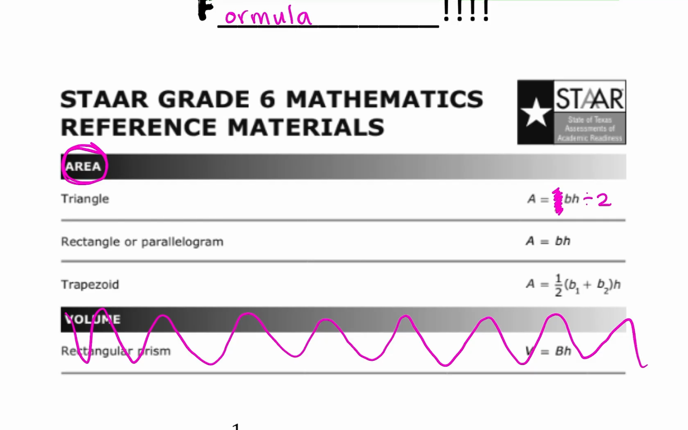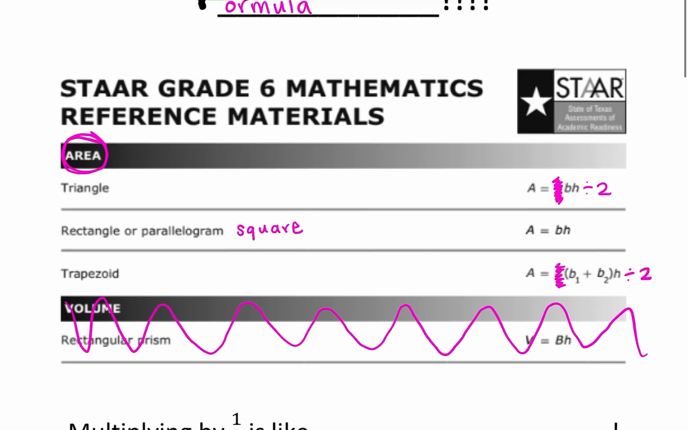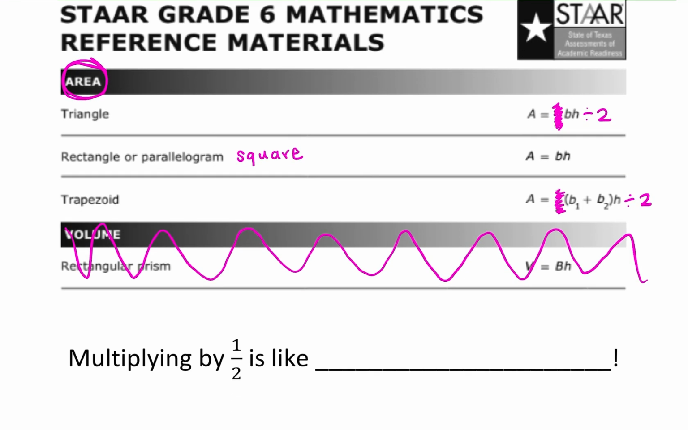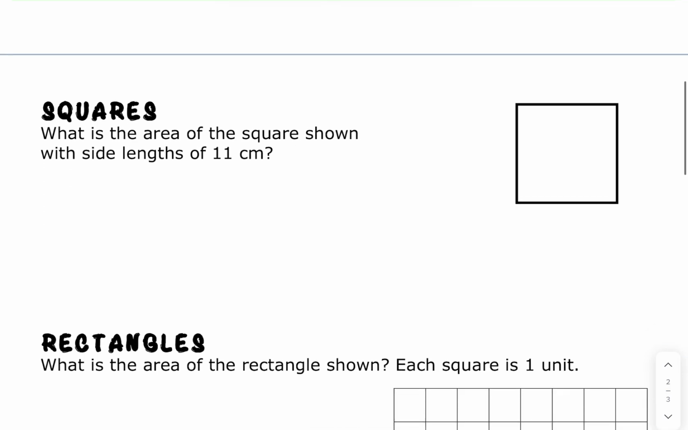Rectangles and parallelograms, notice they don't have a 1/2 for their formula, so we don't have to do anything to it, but I do want to also add the word square, because squares have the same formula as a rectangle or a parallelogram. And then notice trapezoids have that 1/2 again, so we're going to mark out that 1/2 and put divided by 2 instead, okay? And then again, multiplying by 1/2 is like dividing by 2, because if I cut something in half, I have 2 pieces. So let's go inside and actually start solving.